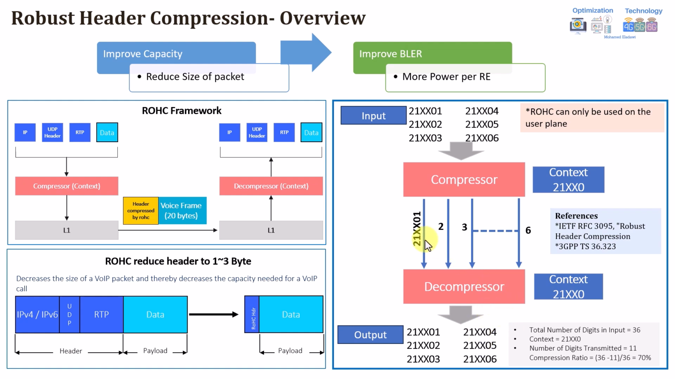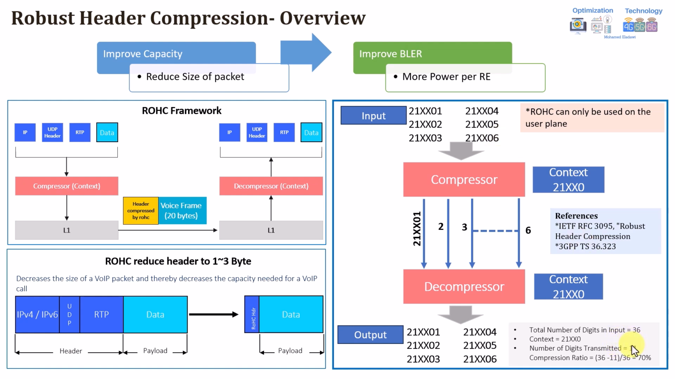So in this case, initially you would like to send, for example, 6 bytes, multiplied by 6 numbers, so you will have 36. Once you establish the context, you need only to transmit 11. Why 11? Because the first one you need to transmit as it is, which is related to 6, then 7, which is the last digit, 8, 9, 10, 11.